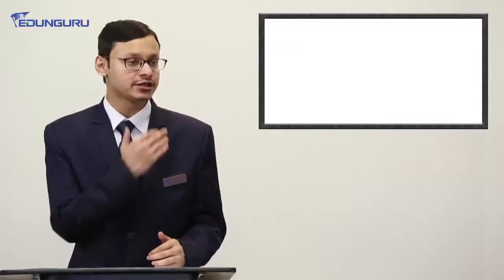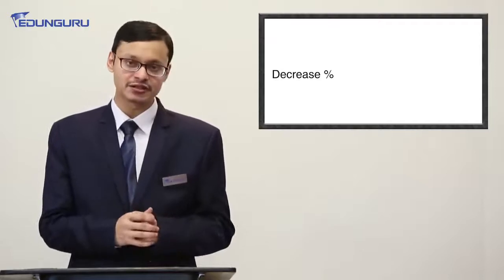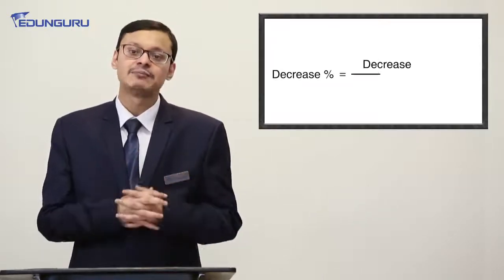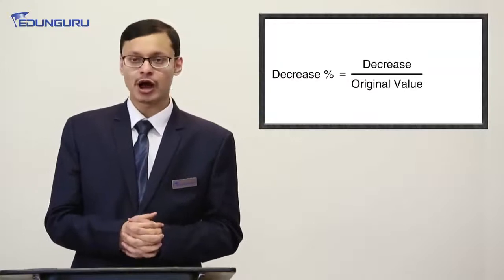And the increase percentage is always assumed to be happening for the latter year. The increase percentage is happening for the latter year, but the base or the point of reference is the former year. The same thing happens for decrease percentage. As you can see, the formula for decrease percentage is decrease by original value into 100%. Similarly, in case the value reduces from 120 to 100, then the decrease is 20 and the base will be 120 because the original value was 120.